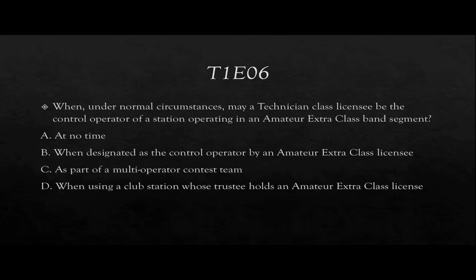Number 6. When, under normal circumstances, may a technician class licensee be the control operator of a station operating in an amateur extra class band segment? A. At no time. B. When designated as the control operator by an amateur extra class licensee. C. As part of a multi-operator contest team. Or D. When using a club station whose trustee holds an amateur extra class license. The correct answer, A. At no time.